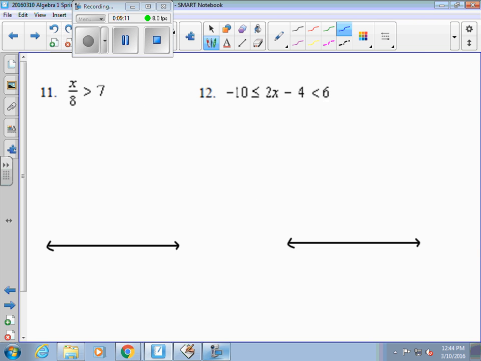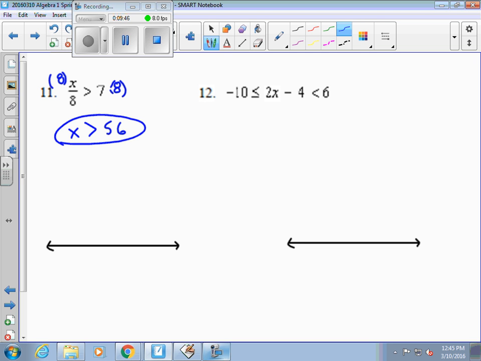Number 11 says x over 8 is greater than 7. You just need to undo divide by 8 by multiplying both sides by 8. 7 times 8 we know is the number 56. Remember, with inequalities, you always have to ask yourself, do I need to reverse the symbol? There's only one thing that happens that makes you reverse the symbol. Either multiplication or division, and it's got to be by a negative number. If it's by a positive number like 8, we are not going to reverse the symbol. It's going to simply say x is greater than 56.